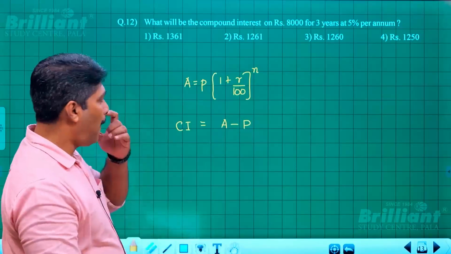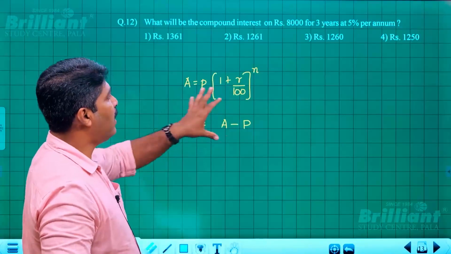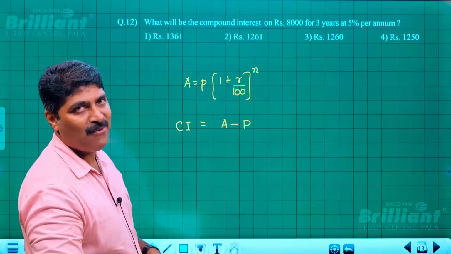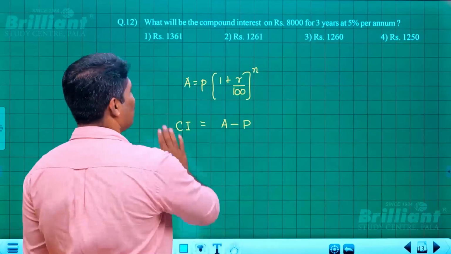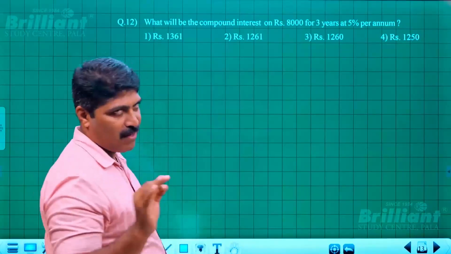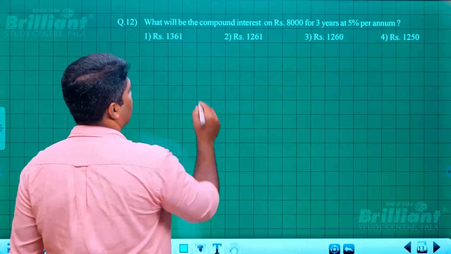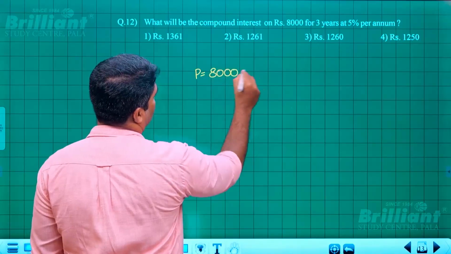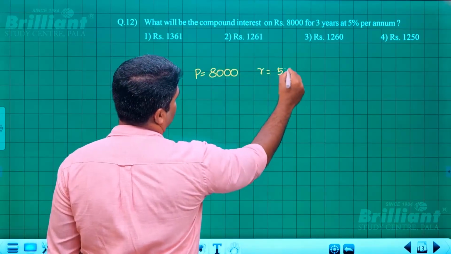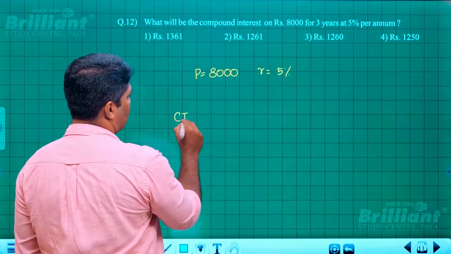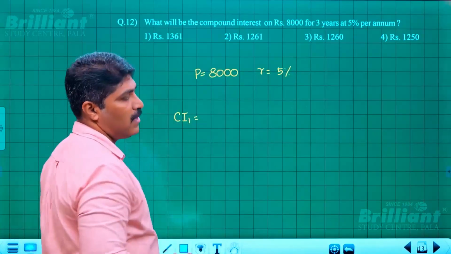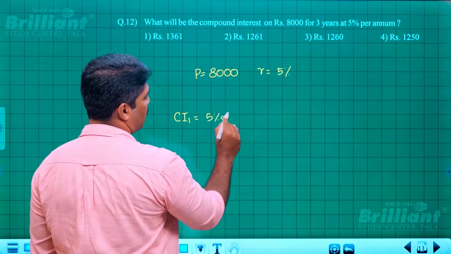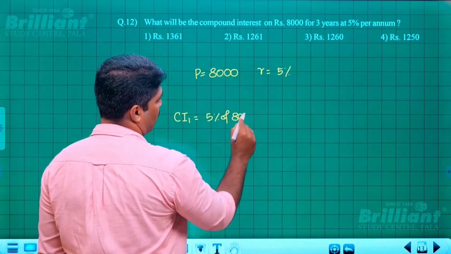That means first of all, you have to find out the amount. After that, you have to subtract the principal value from that amount. That's the usual way, but we are considering it in a simple way. Here the principal is 8,000, and the rate of interest is 5%. So you just consider what the first compound interest is. Here the first compound interest is very simple. That is 5% of principal.